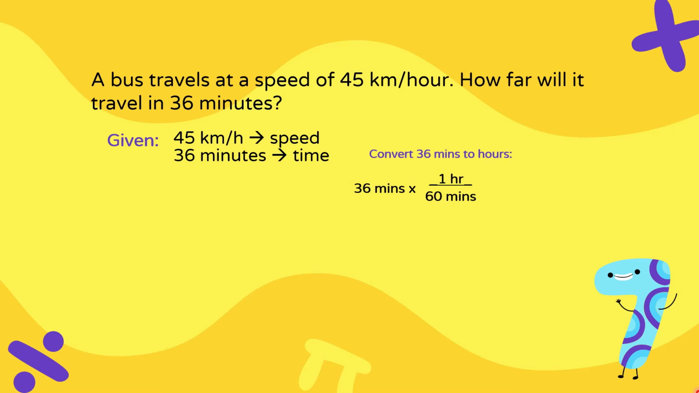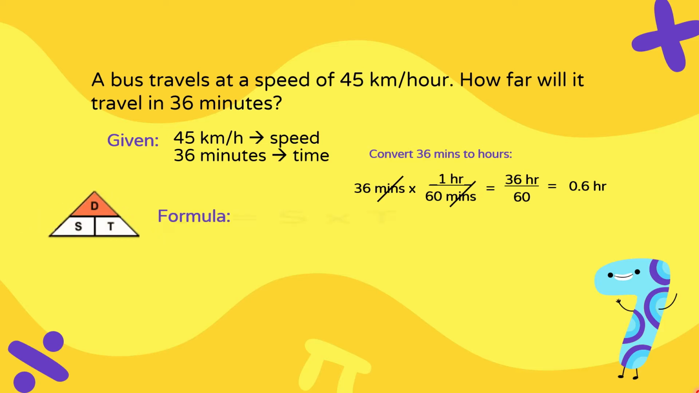Since in 1 hour we have 60 minutes, we are going to multiply 36 minutes by 1 hour over 60 minutes. And then cancel the unit of measurement minutes because minutes divided by minutes is equal to 1. So we have now 36 times 1 is 36 hour over 60. So 36 divided by 60, we have 6/10 hour.